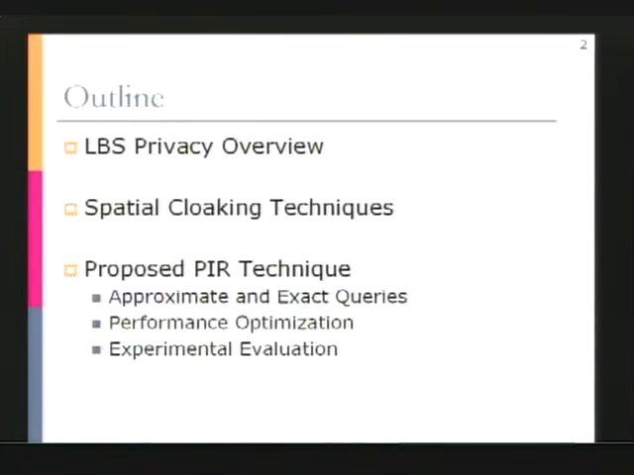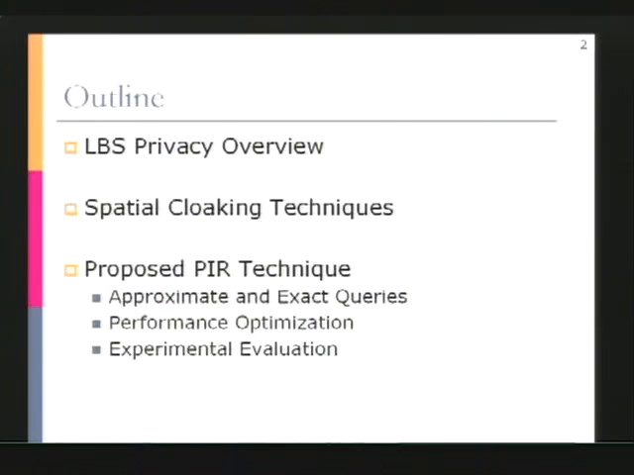Today I will present a paper on private queries in location-based services. This work has been presented earlier this year at the ACM SIGMOD conference in Vancouver. I will first give a brief outline of the talk. So what will be covered?